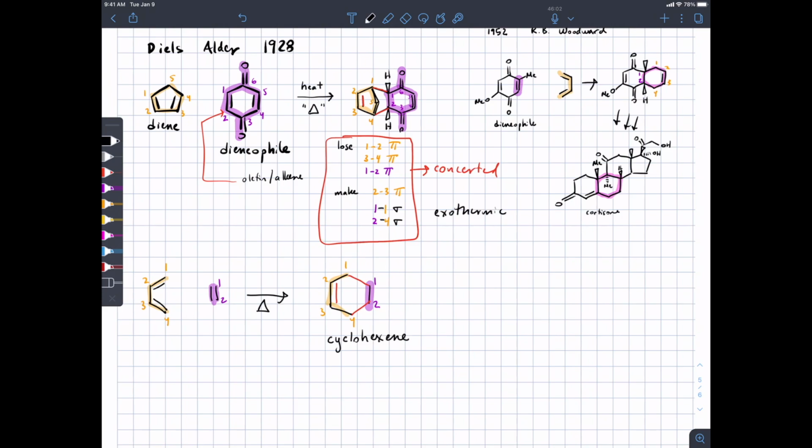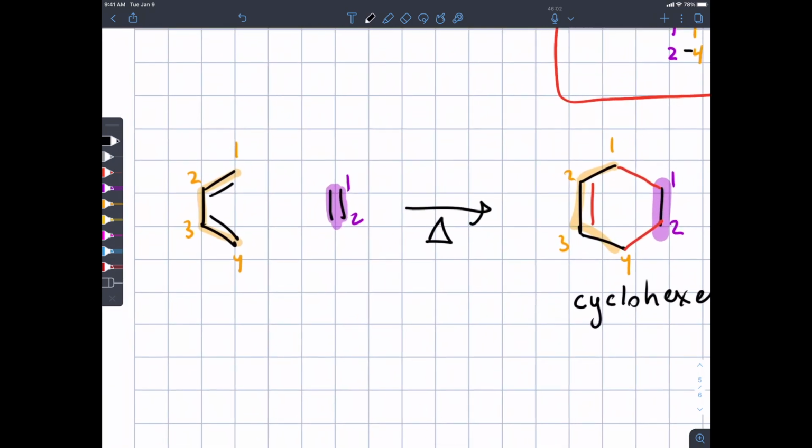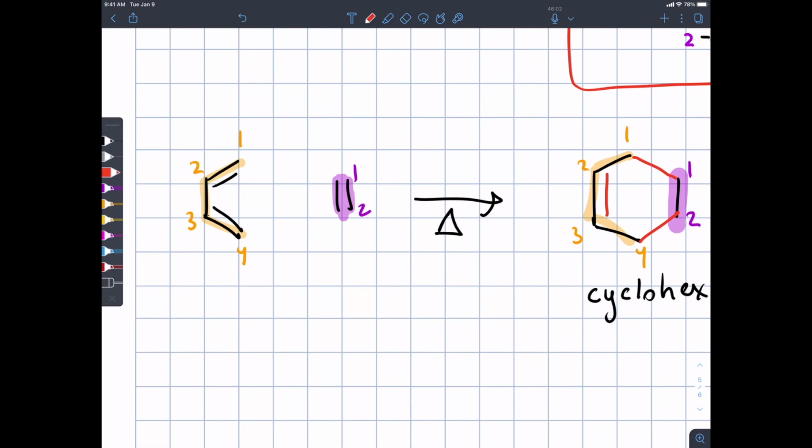Remember, getting over the transition state doesn't have a lot to do with the difference in energy between starting materials and products. So even though this reaction is exothermic, we're providing heat to get it to go, not because the reaction absorbs heat. It doesn't. It releases heat. But you need to put in some to get over the transition state and get to the product.